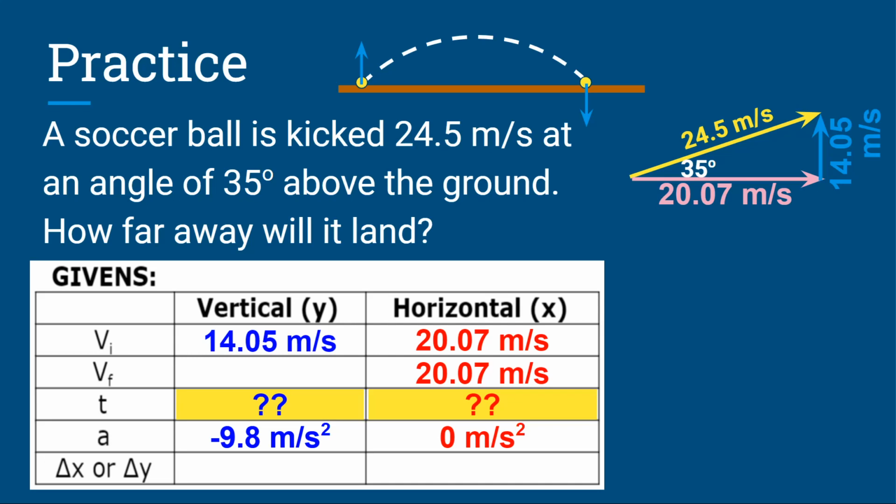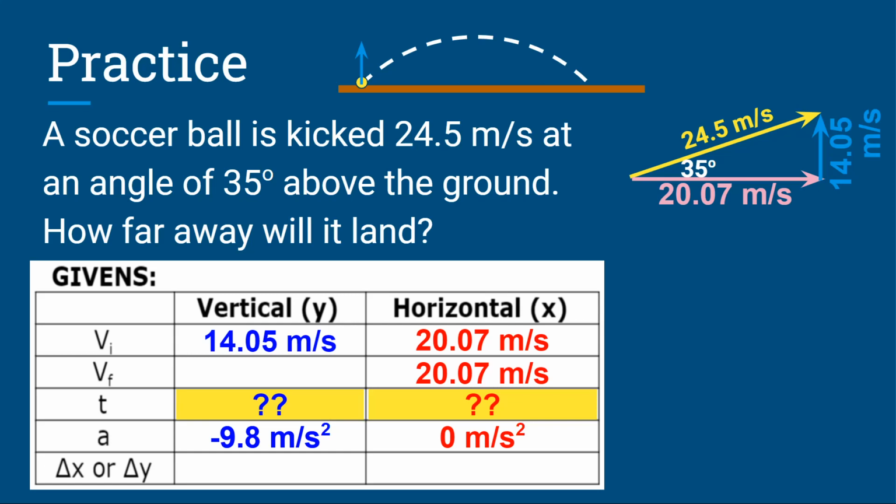Okay, so if I want to find time, I'm going to have to use the vertical data. I can't use the horizontal because I don't know the displacement. In fact, I need the time to find the displacement. But I also don't currently have enough information about the vertical motion of this projectile either. So I need more information. What else do I know about my projectile that I could use to find time?